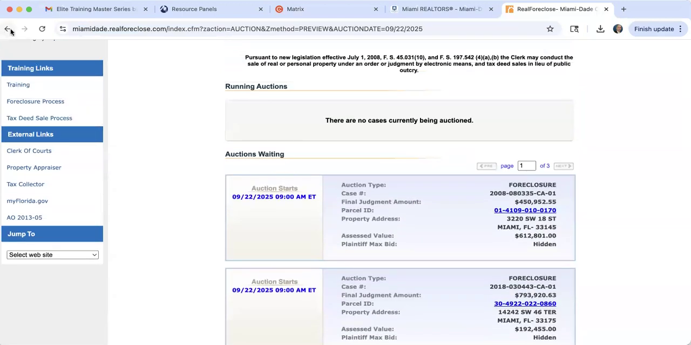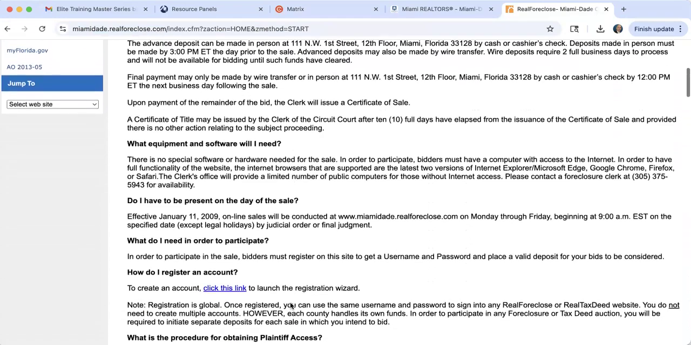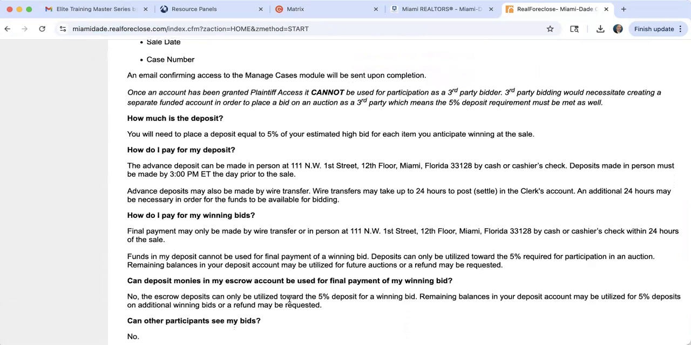You can always click on start here. Let's go back one more. Click on start here and learn more about these foreclosures. I will tell you just quickly, the buyer is going to need a 5% deposit on the estimated highest bid. So if your client is looking at bidding the max for a home, $300,000, then they're going to need 5% of $300,000 in deposit. If your client's looking to bid max $500,000, then they're going to need 5% of $500,000 in deposit.